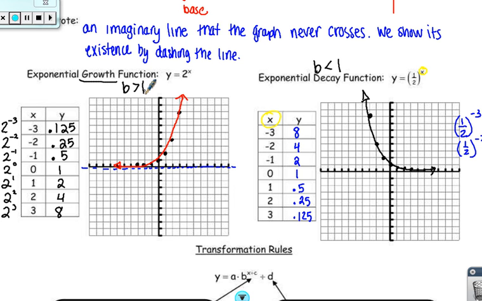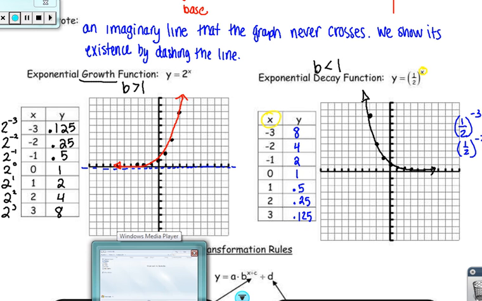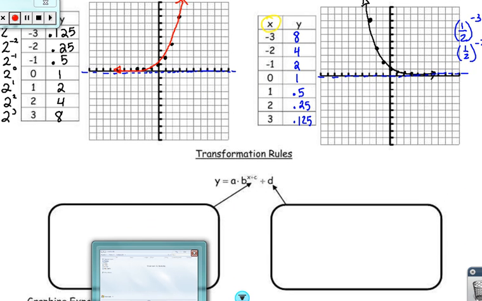So growth, your base is bigger than 1. Decay, your base is less than 1. Again, this line does not go below the x-axis, so its asymptote is at the x-axis. Okay, so now we're going to take these graphs and we're going to shift them.